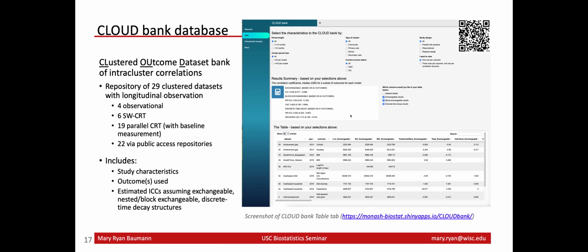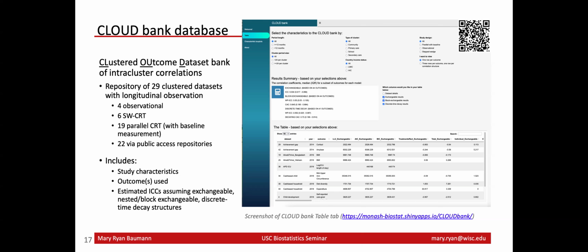And basically, it allows you to search among all of these data sets to look at different study characteristics and the types of outcomes that were used. They also calculated the ICCs for outcomes collected within that study under different assumptions of model complexity. So they look at regular exchangeable, nested exchangeable, and block exchangeable, as well as some other things, as well as multiple outcomes that were included in each study.